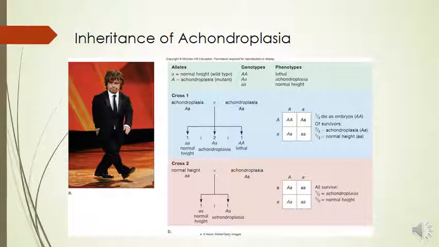In this slide, you can see if two people with achondroplasia have children, each child has a 2/3 chance of inheriting achondroplasia and 1/3 of being of normal height. This is a conditional probability because 1 in 4 conceptions does not survive.